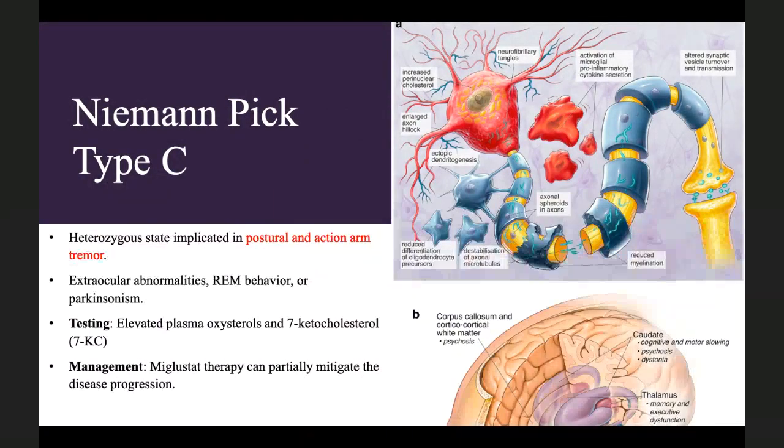So a heterozygous state in NPC may present with a postural and action arm tremor, and it may also present with extraocular abnormalities, REM behavior, and Parkinsonism. We test this with elevated plasma oxysterols and 7-ketocholesterol, and management is with miglustat therapy.